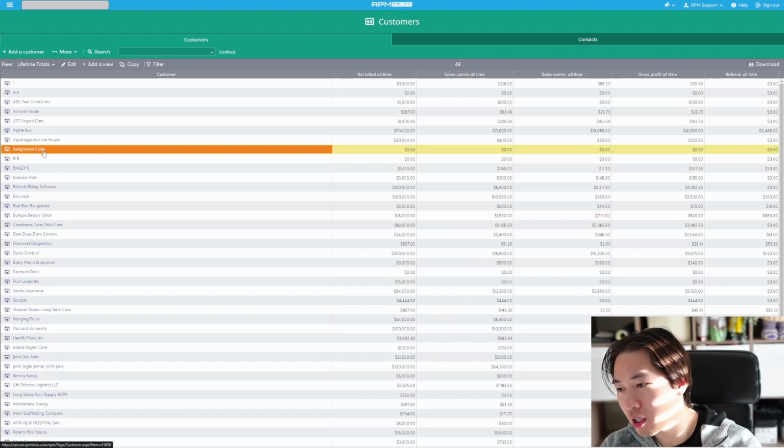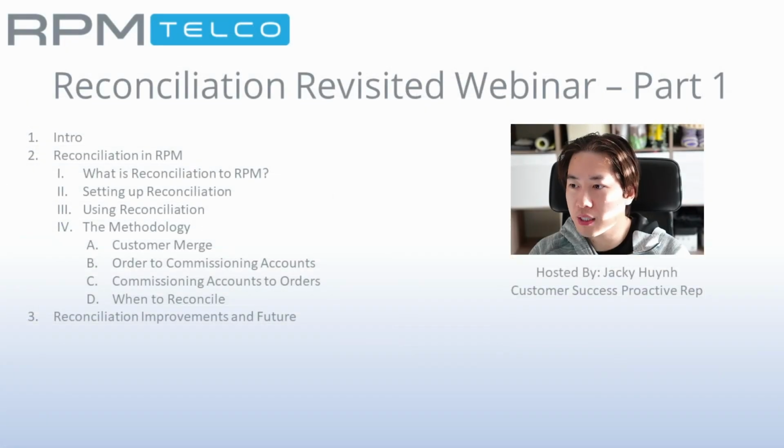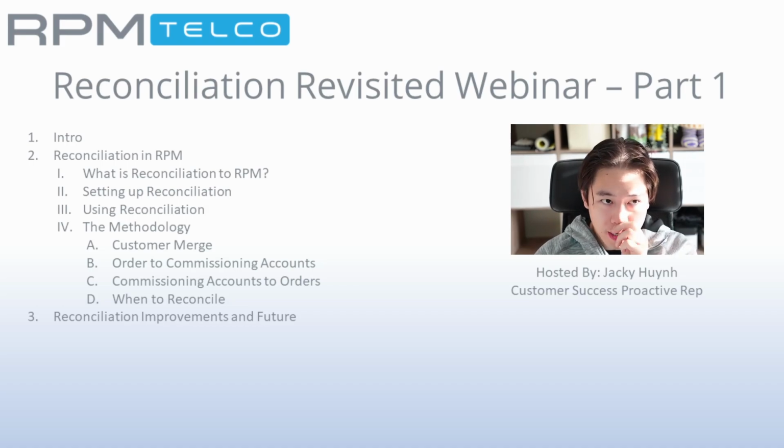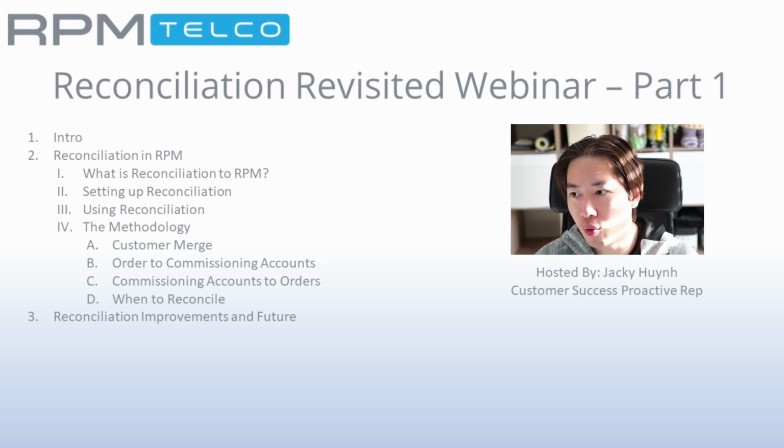So the nice thing about customer merge is that when you do the merge, whichever one you keep as a primary will combine all of the commission history and data into the desired kept name. So that's kind of the power of the customer merge and why it's so important. But yeah, so that's kind of the first methodology. And then I will also talk about orders to commissioning accounts now, which is the main way of doing reconciling, the normal way I showed in the reconciling setup. But before we go over into the other one, I just want to fully cover this one and make sure that we know what we're talking about.